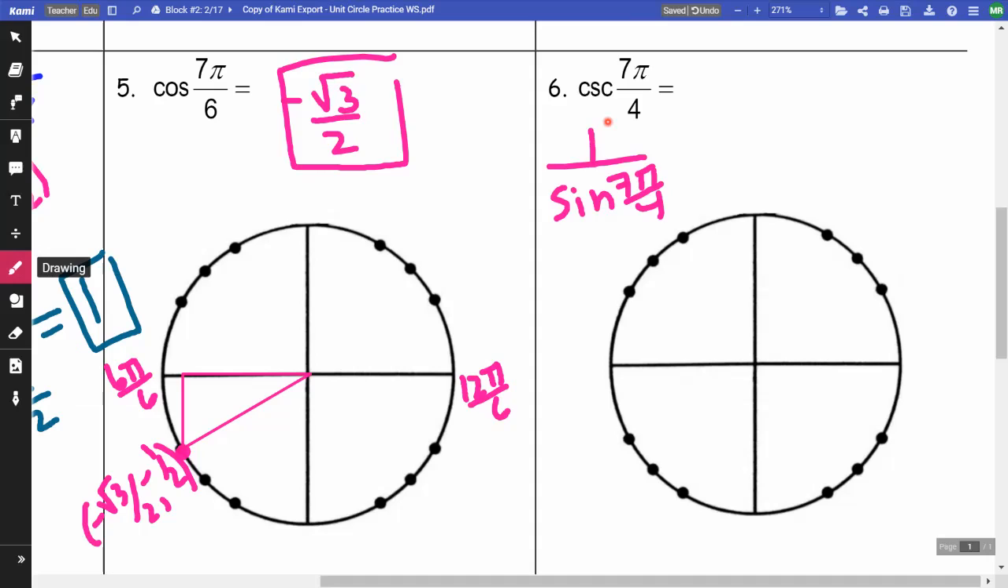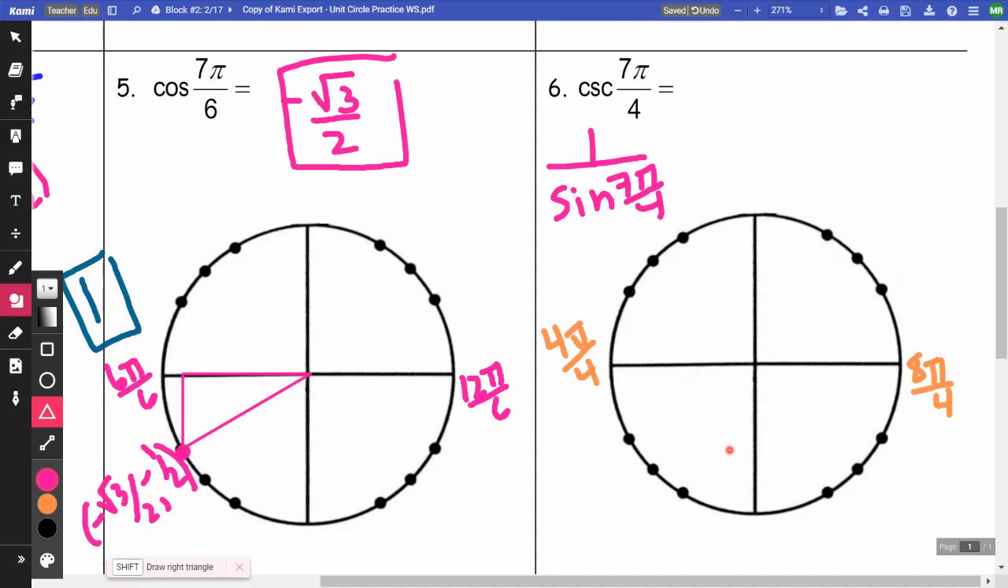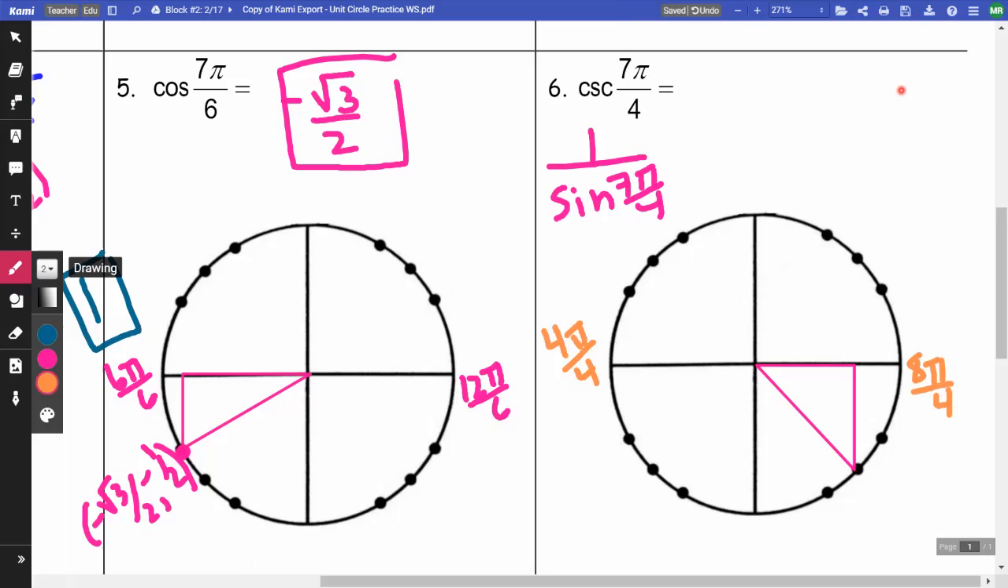Okay, so I'm looking for my 7 pi fourths here. I'm going to do it in orange since I already have pink all over this page. So going all the way around to here, this would be 4 pi fourths. Going all the way around here would be 8 pi fourths. So I'm 1/4 off. I'm going to be right here. This is 7 pi fourths. Okay. So let's draw it from here. 7 pi fourths. Okay. And this point is going to be my positive root 2 halves, comma, negative root 2 halves.